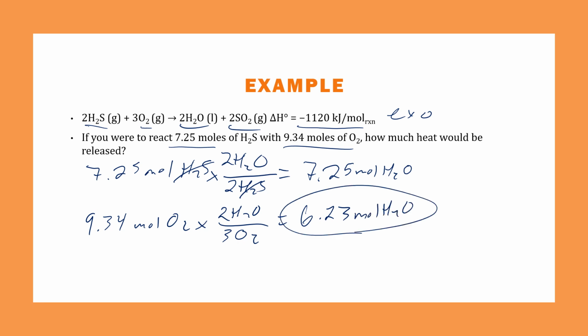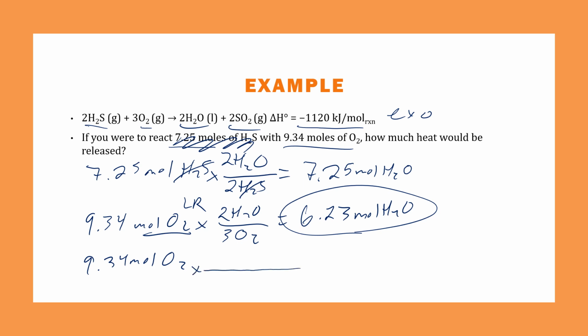Now this number is smaller, so that means the O2 is our limiting reactant. So the H2S is in excess. I don't want to use that for my calculation because you have extra of it. We don't know how much of it's used. So I'm going to use that 9.34 moles of O2 to calculate the heat of the process there. You always want to use the limiting reactant.